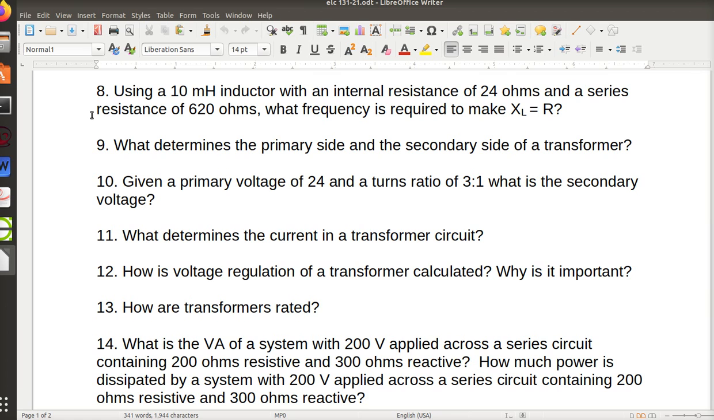Transformers have a turns ratio, and the turns ratio is the voltage ratio. So if you put 24 in on the primary and you have a turns ratio of 3 to 1, then what you will get out is 1/3 on the secondary. Had the voltage ratio been 1 to 3, you would have gotten out 3 times as much as what you put in. So you have to go by the voltage on the primary and the turns ratio, and then you can come up with the secondary voltage.